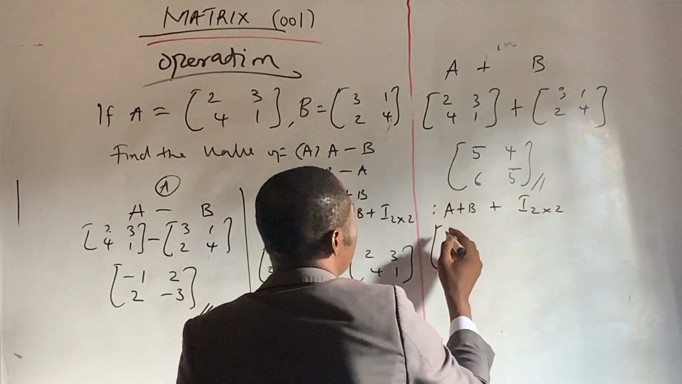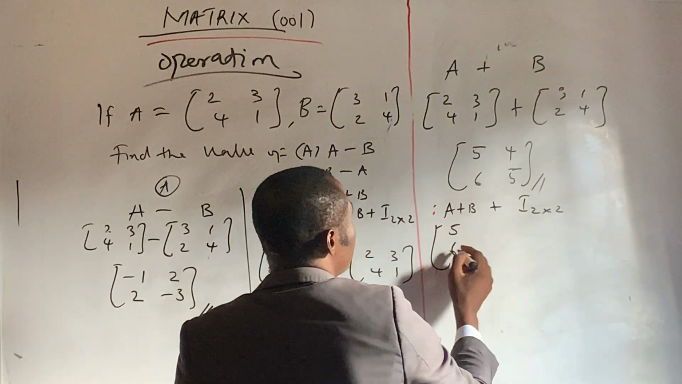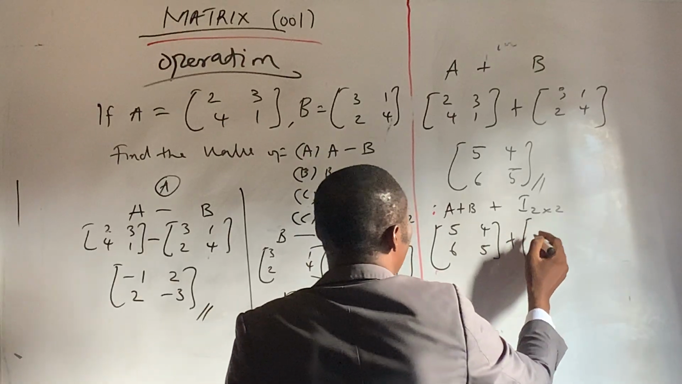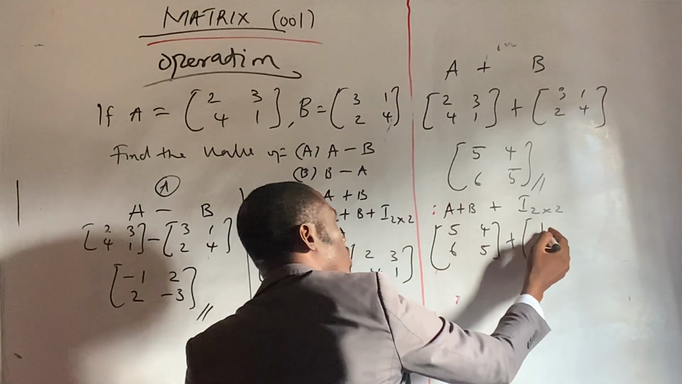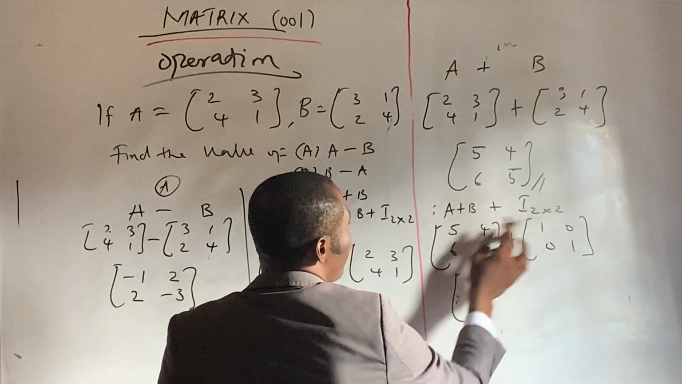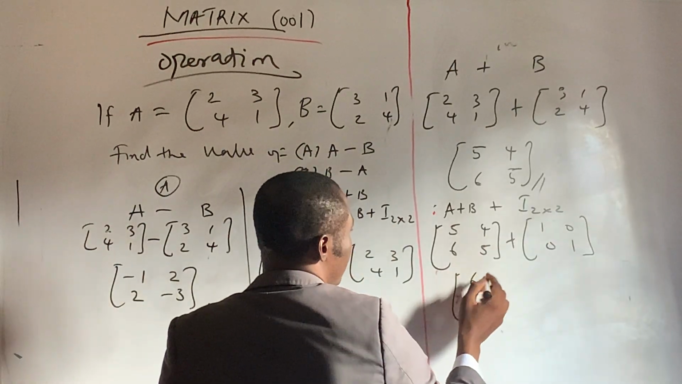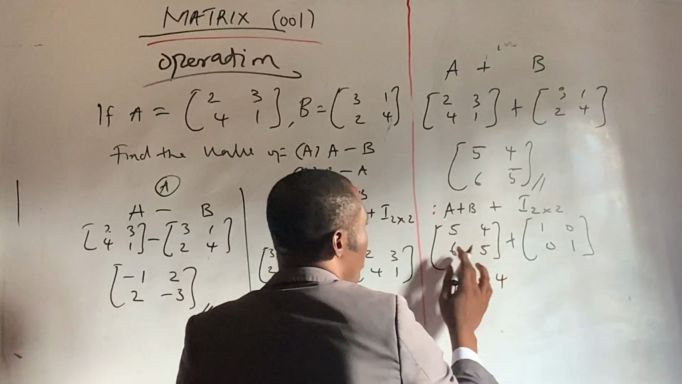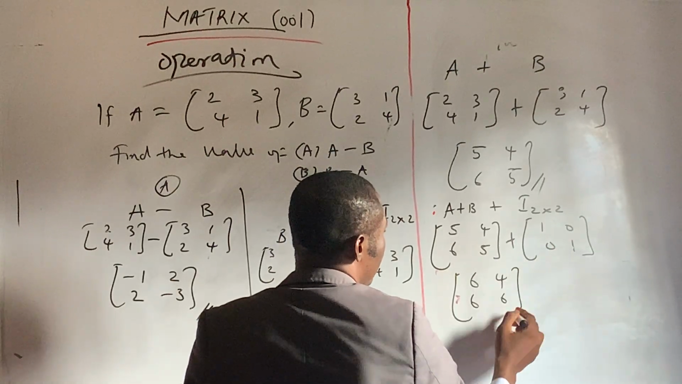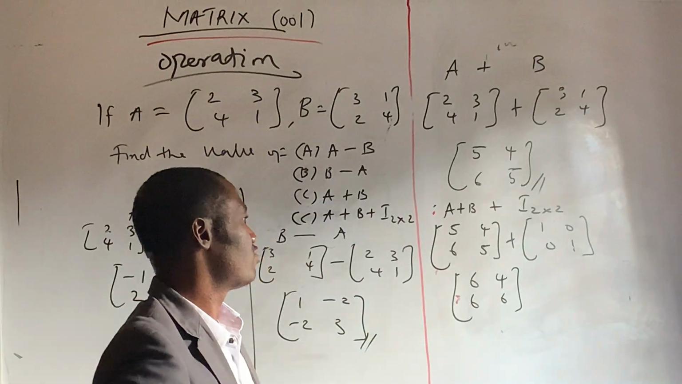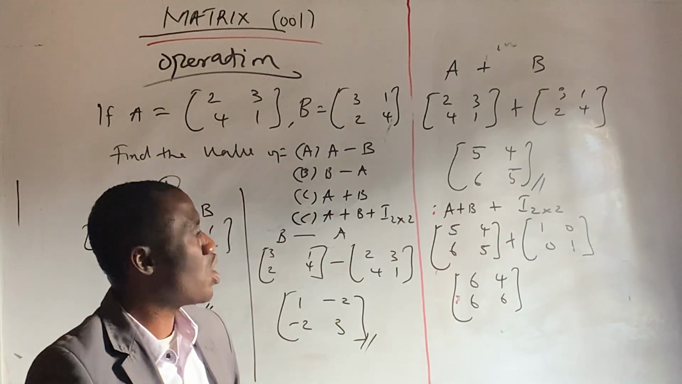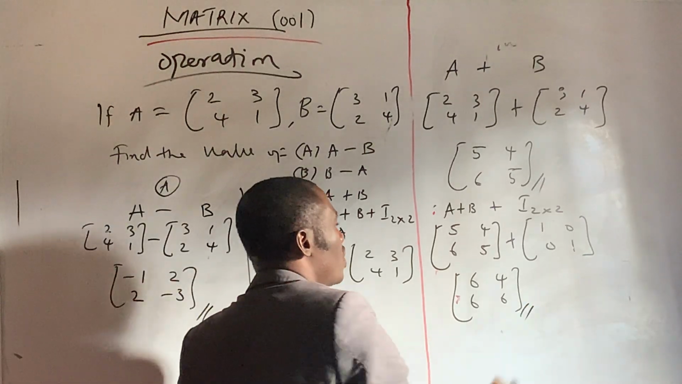You simply put down your answer of A plus B, 5, 6, 4, 5, and then you're adding it to the 2 by 2 identity matrix. Remember I told you, put 1 here, and 0, 0. Now, 5 plus 1, that is 6. 4 plus 0, that is 4. 6 plus 0, that is 6. 5 plus 1, that is 6. So, very correct. Now, this is A plus B plus the 2 by 2 identity matrix.